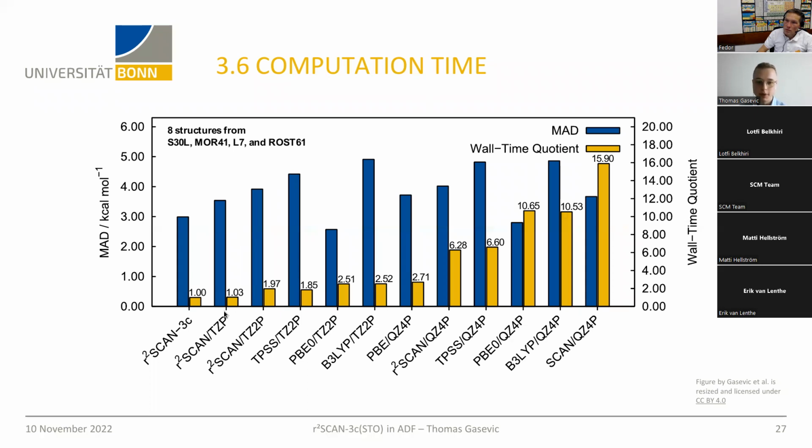We could also compare r2SCAN-3c maybe with PBE0/QZ4P. Here the MAD is almost the same, while the computation time is 10 times slower. Or we could also compare it to the parent SCAN with the QZ4P basis set. Here the MAD is even a bit larger, and it's 16 times slower. So it's really impressive what we could achieve with r2SCAN-3c.